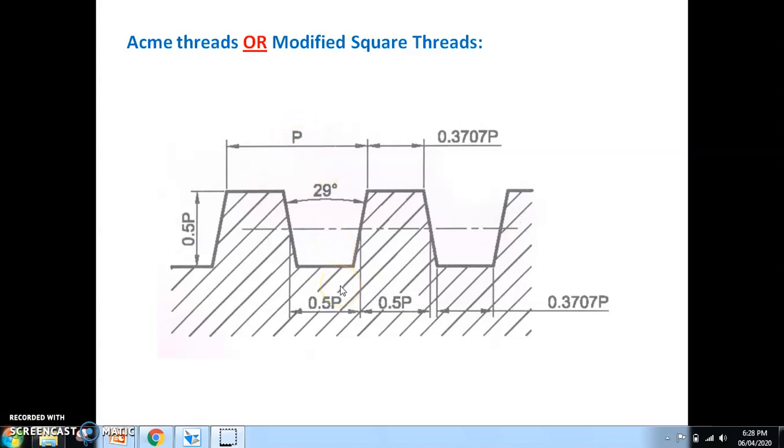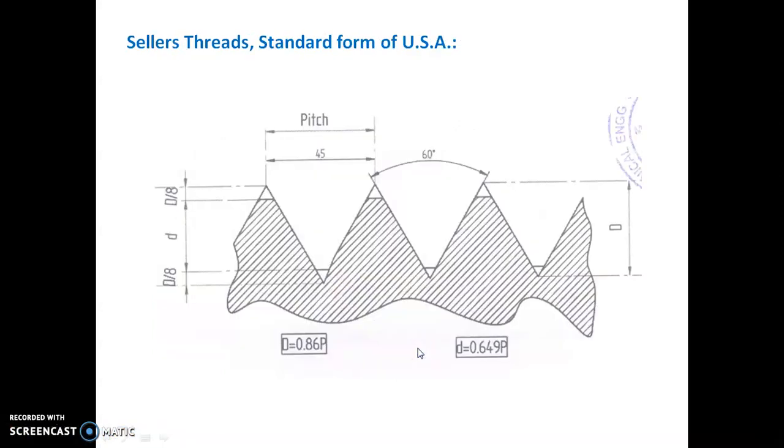Next we have got the Seller's thread. Seller's threads are nothing but the standard form of USA threads. So here the pitch value will be given to you, and as with the isometric thread, you will have the angle as 60. The standard angle for Seller's thread is also 60. But the only thing is that for isometric we had a flat on one side and a round on the other side. But for this form of threads, that is Seller's threads, you will have a flat on both sides. So here also you will have the flat edge, here also you will have the flat edge.